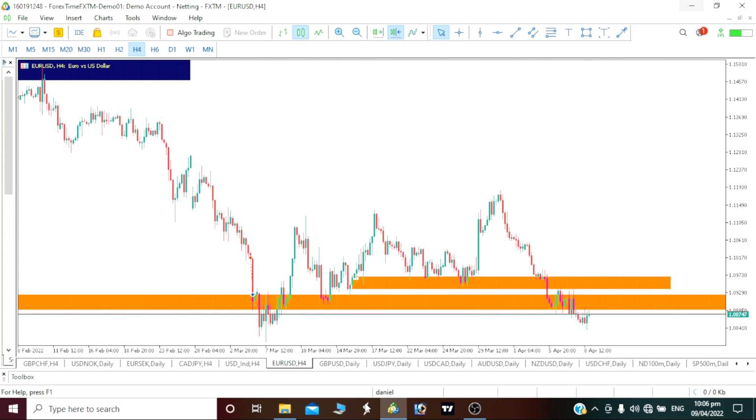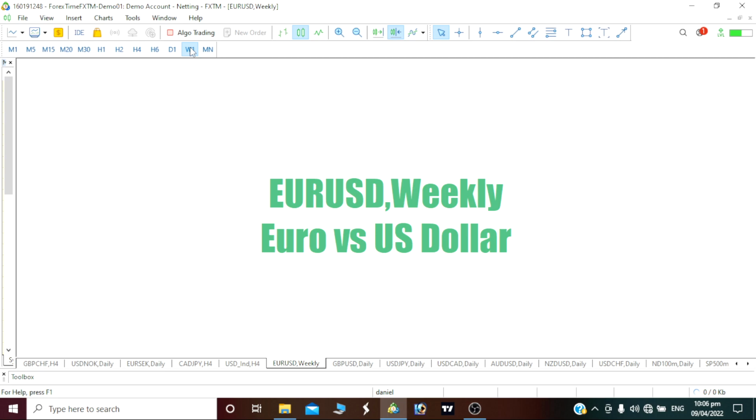So let's do a quick analysis on our USD pairs for this week. The first currency pair we will be looking at for this week is our Euro USD.